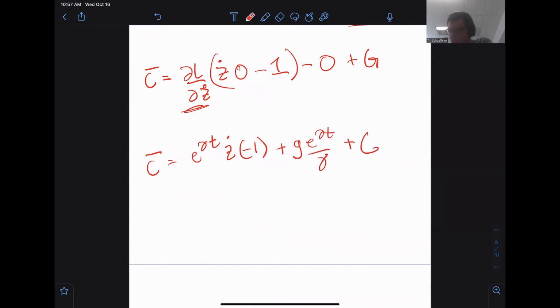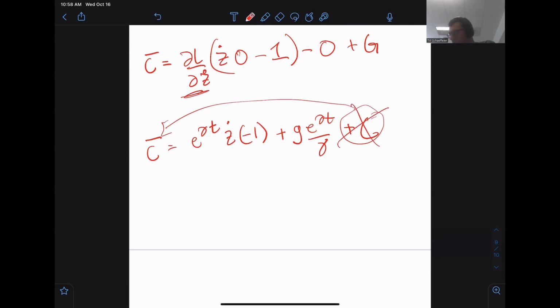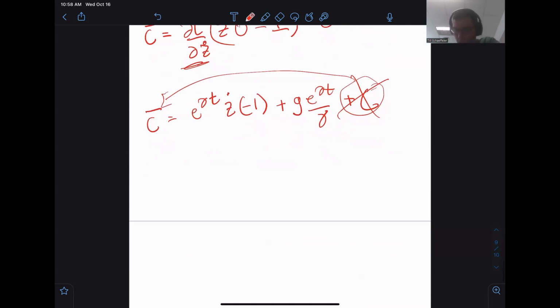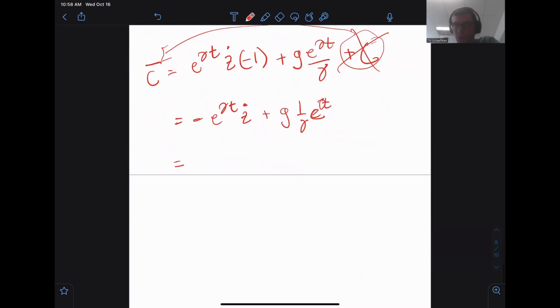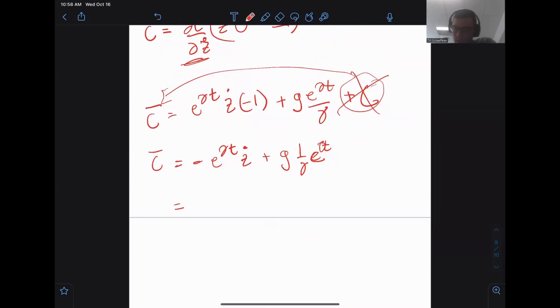And now this constant can just be absorbed over here in this constant. So just get rid of that. We're left with negative... Okay, and so this is the constant. In the problem they call this constant J1. You can call it whatever you want, and you can just rewrite it to get it how they have it in the problem.